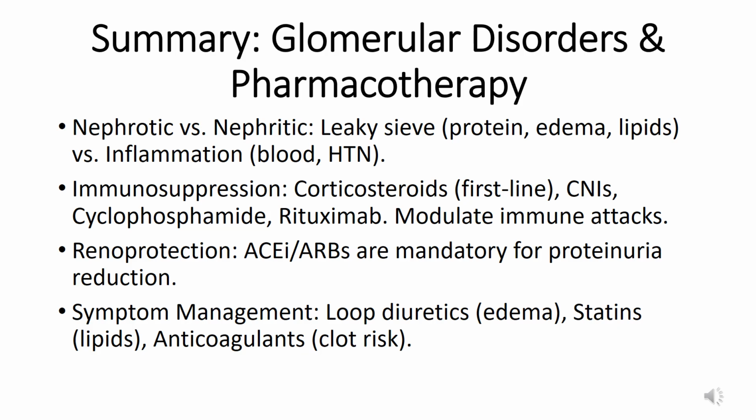Angiotensin-converting enzyme inhibitors and angiotensin receptor blockers are considered essential in patients with significant proteinuria. These medications lower intraglomerular pressure and reduce urinary protein loss. Long-term use helps slow the progression of chronic kidney disease. Supportive treatment is equally important. Loop diuretics are frequently prescribed to control edema and improve symptoms related to fluid retention. Reduction of excess fluid can significantly enhance patient comfort and quality of life.